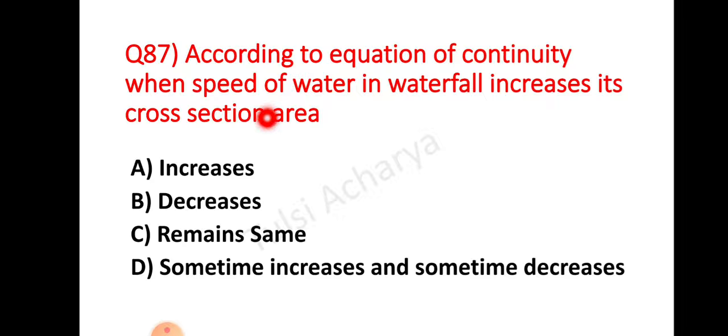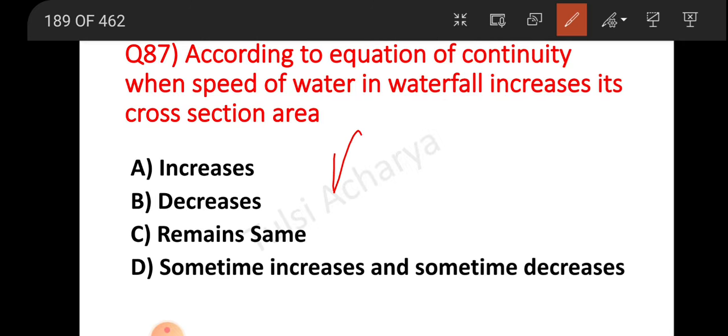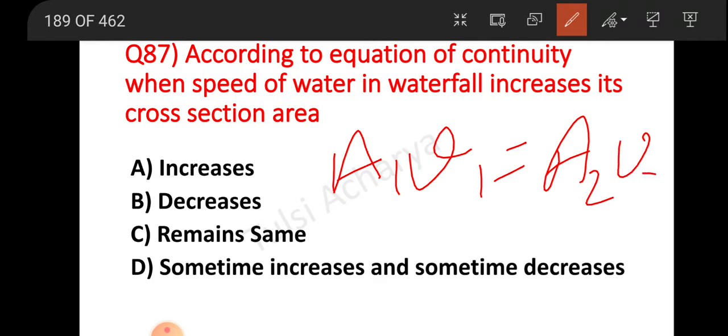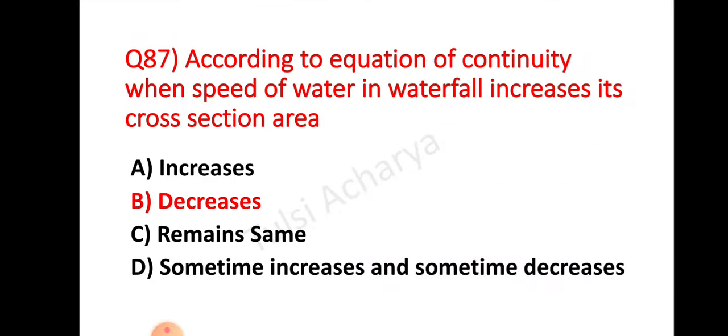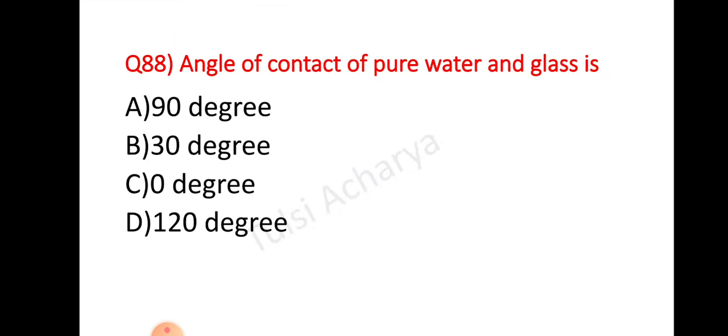According to the equation of continuity, the speed of water in a waterfall increases if its surface area... we know that A1 V1 is equal to A2 V2, or A into V is constant, that is the equation of continuity. It means if area increases, velocity decreases. If area decreases, velocity increases. Here the speed increases, that is V is more, which means A will decrease, that is option choice B. Now let's move to question number 88.